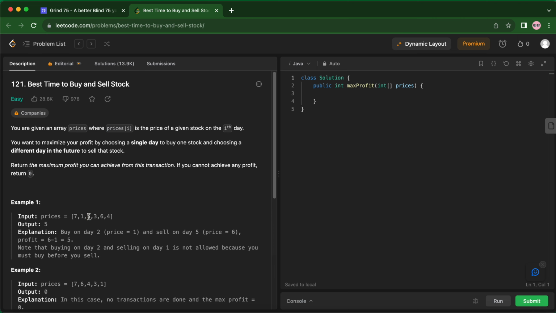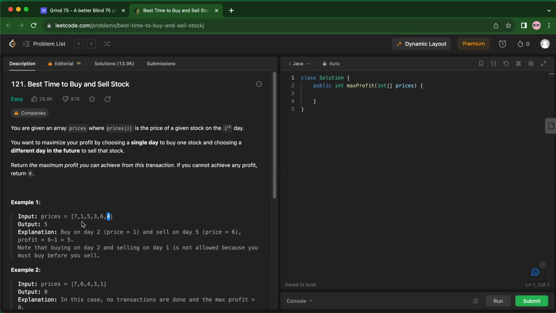But is it the maximum profit? What if you buy at price 1 and sell for 3, it's a profit of 2 rupees. Similarly, if you buy at 1 and sell at 6, it's a profit of 5 rupees. And when you sell at 4, it's a profit of 3 rupees. What we have to do is find out on which particular day we can buy this stock and on which particular day we can sell it. Go ahead, pause the video for some time and think of an approach you would take to solve it.